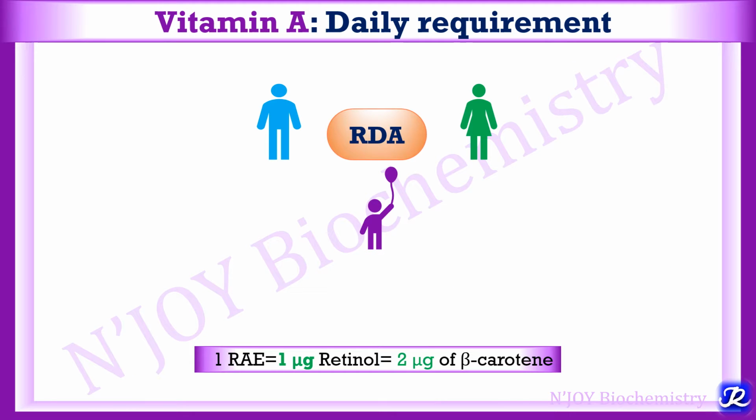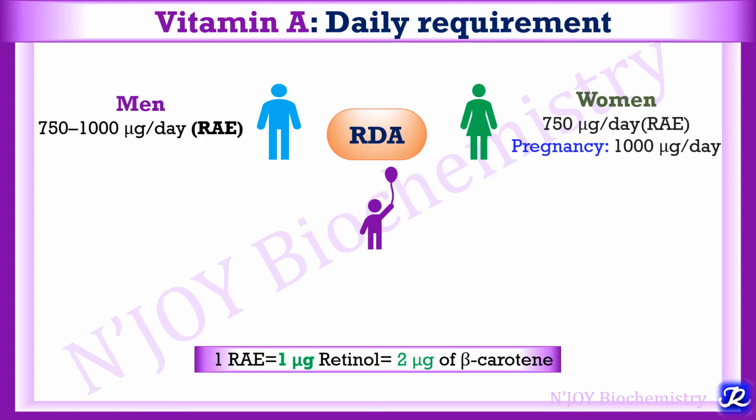The daily requirement of vitamin A is expressed as retinol activity equivalent, that is RAE, in micrograms. So 1 retinol activity equivalent is equal to 1 microgram of retinol or 2 micrograms of beta carotene. The daily requirement in adult men is 750 to 1000 microgram per day. In women it is 750 microgram per day, and in pregnancy it is increased to 1000 microgram per day. In children it is 400 to 600 microgram per day.